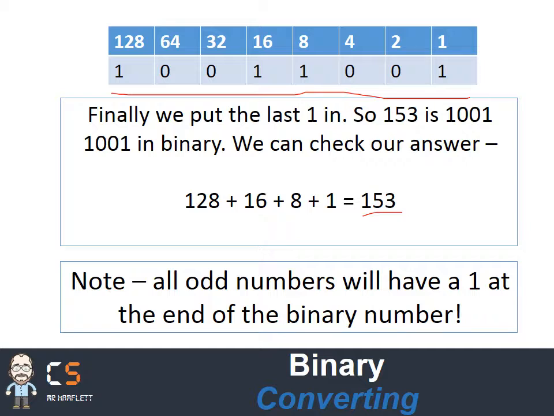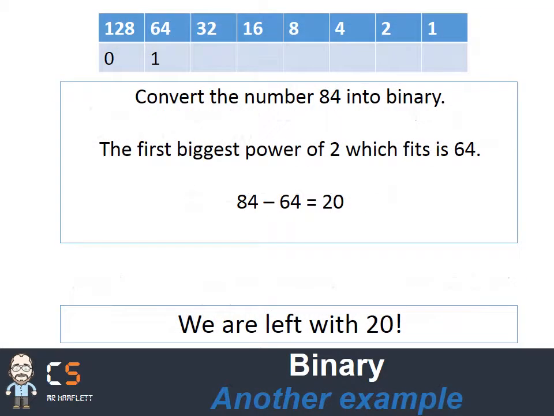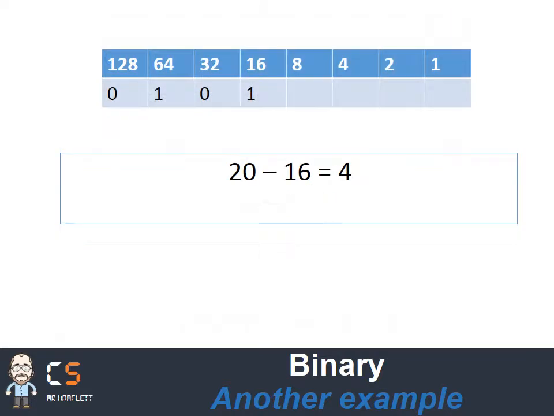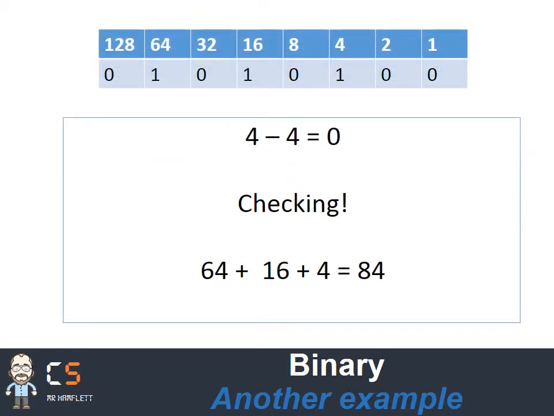A little tip when you're working out binary, just to check if you got the right answer: if it's an odd number, you're always going to have a 1 at the end here. So if we're going to convert 84 into binary, 128 doesn't go, but 64 does, which leaves me with 20. 20 minus 16 is 4, so I'll put a 1 underneath. Then 4 minus 4 is obviously 0, so I'll put 1 there, and then that's done. So adding those up, that gives me 84.